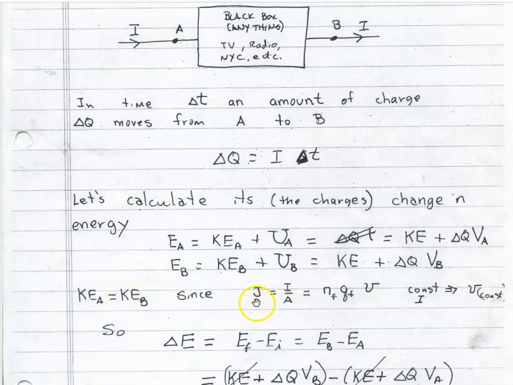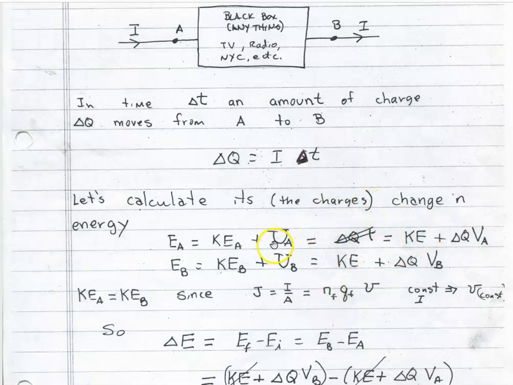And the reason I know that is because the current density is the current divided by the cross-sectional area. I assume it's the same area wire going in and out. And that's equal to n_F q_F times the drift velocity. But if I've got a steady current, constant I, then the velocity is constant. And if the velocity is constant, then the kinetic energy, 1/2 mv squared, is constant through there as well. So the same kinetic energy enters and leaves.